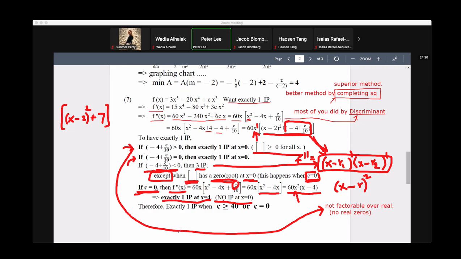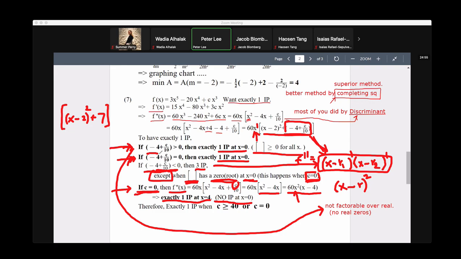So the final answer, what is the final answer? Final answer is right here. In this case right here, we get one inflection point. And then in this case, we get one inflection point. And then in this case, we get one inflection point. The parts which I marked in bold are the cases when we actually get one inflection point.